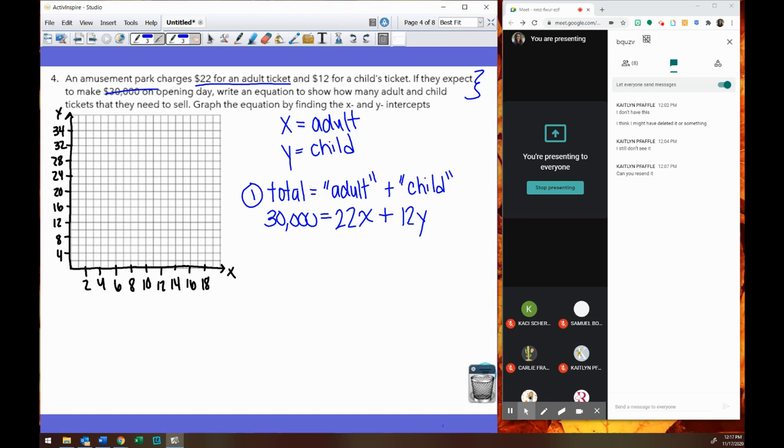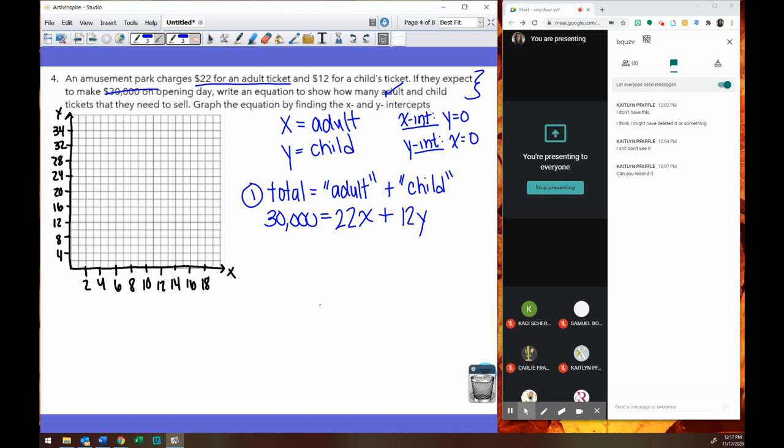So we did the first part, write an equation. Check. Graph the equation by finding your x and y intercepts. As a side note, your x-intercept always shows up when y equals 0. So your x-intercept is one of the easiest points to find because your y value is always 0. Your y-intercept is your second easiest point to find because x is always 0.